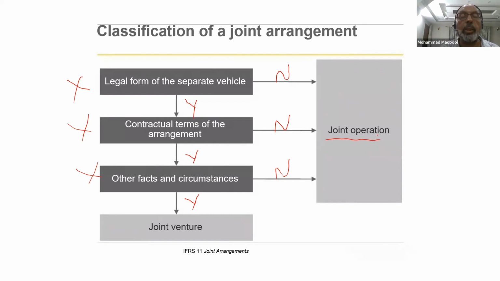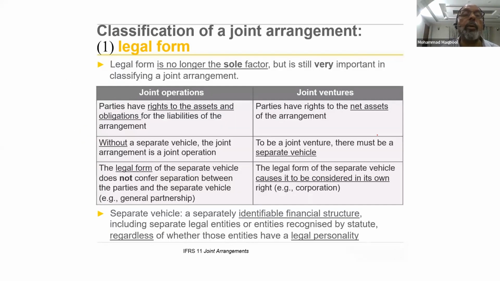Determine whether it's a joint venture. Because I told you, if it's a separate vehicle, it could be a joint venture, could be a joint operation. Okay, we'll look at that. Let's look at legal form first. Legal form is not always the sole factor, but it's still very important in classifying the joint arrangement.